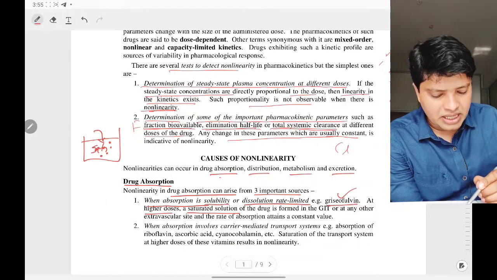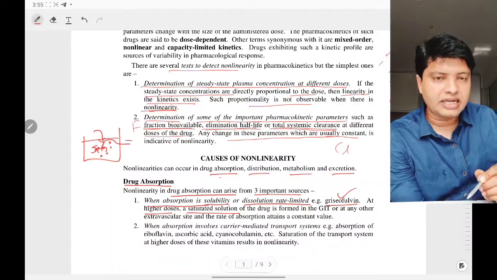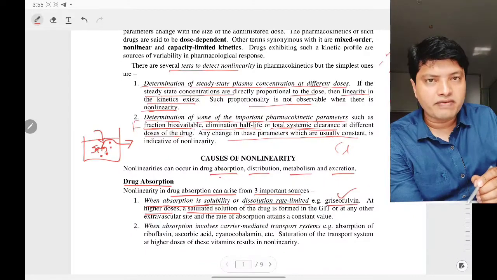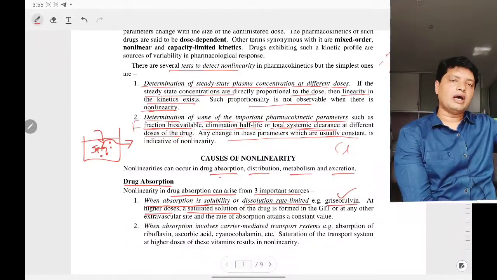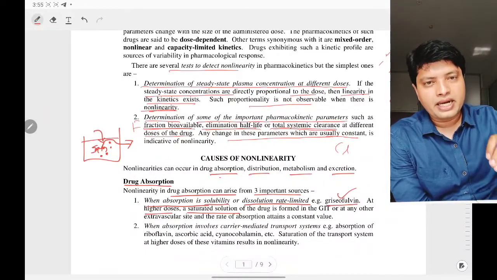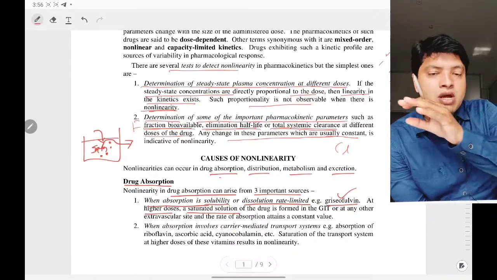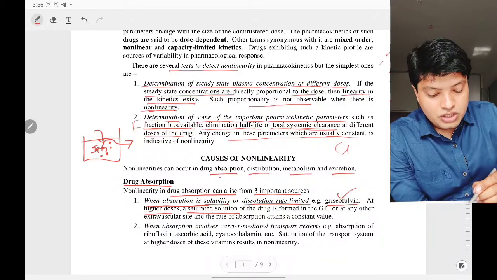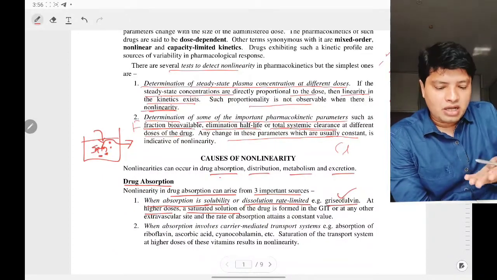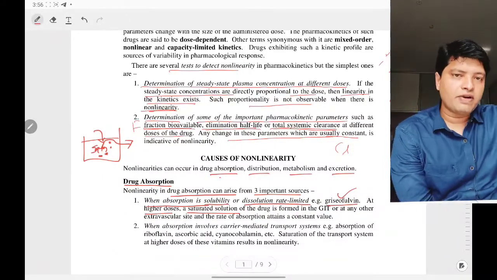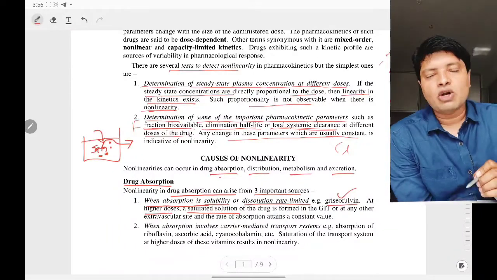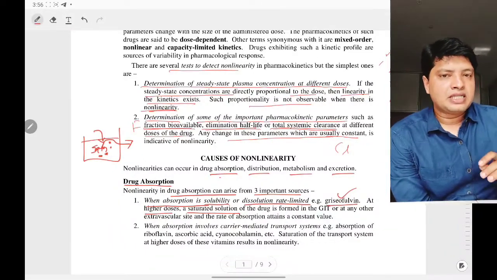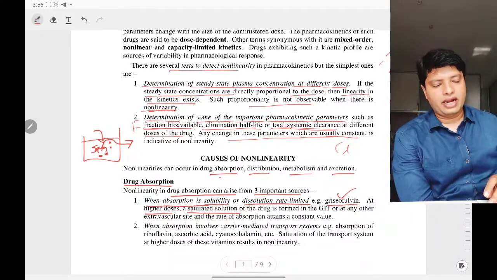Unless and until the saturated concentration is absorbed, the undissolved drug will not get dissolved and absorbed. So what is happening here? The rate of absorption is dependent on what? Not on the concentration of the drug; it is dependent on the solubility here. The drug is not at all soluble. If it is soluble, then only it will be absorbed. So we can say solubility or dissolution rate of the drug. In such a case, we can see the non-linearity.